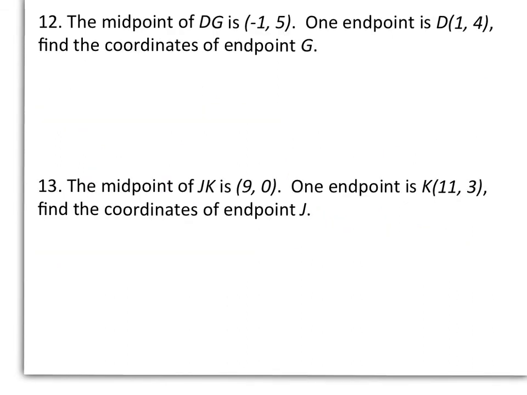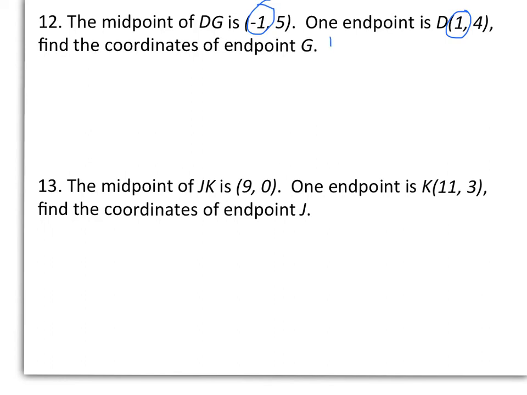All right, last 2 examples. In 12 and 13, we're given the midpoint and one of the endpoints. In 12, we know that the midpoint of DG is negative 1, comma 5, and one endpoint is D, 1, comma 4. We want to find the coordinates of endpoint G. So if you think about it, negative 1 is our x midpoint, and that will be paired with, we know D's x coordinate is 1.